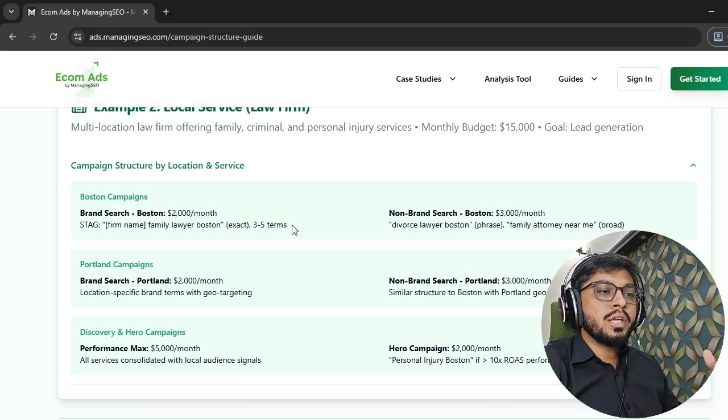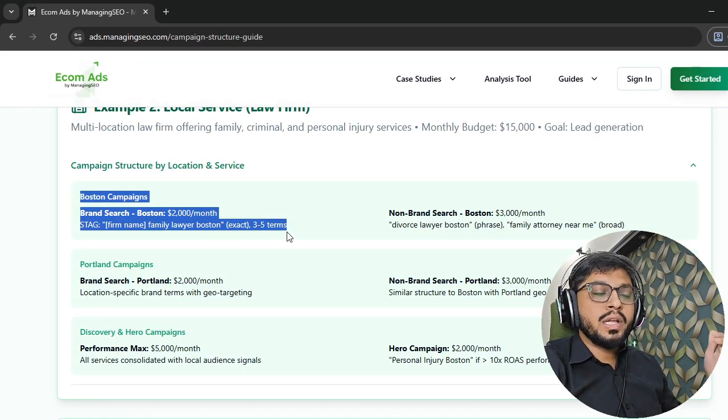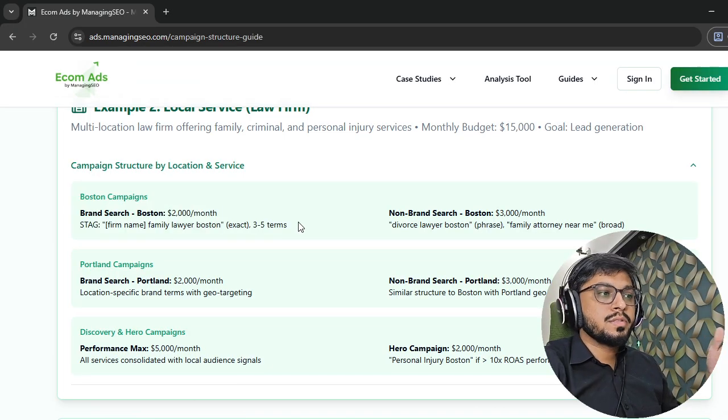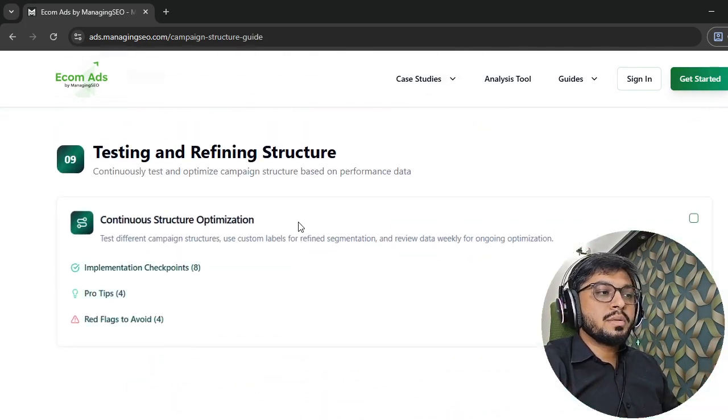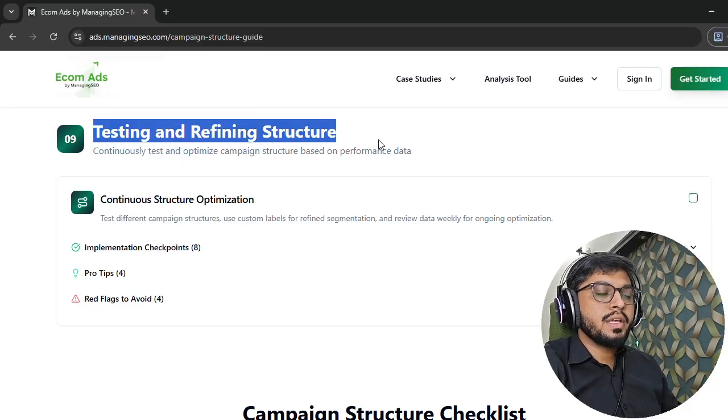That's how you launch. Even sometimes we launch the whole test structure just like our main structure, and then see what's working, and then add it into our main campaigns. So that's the basics of testing and refining.